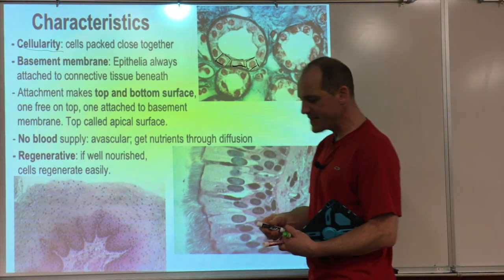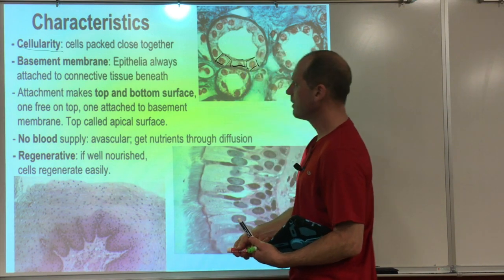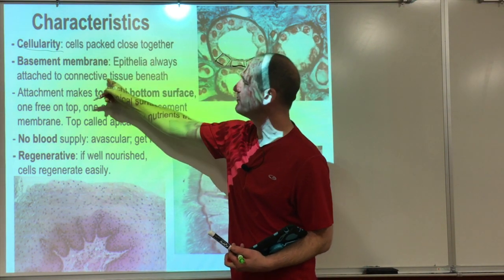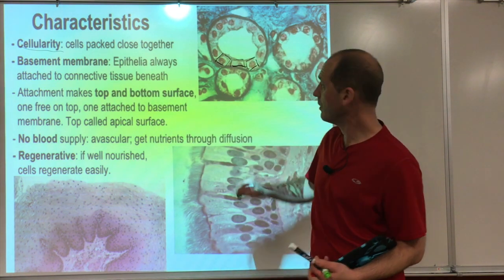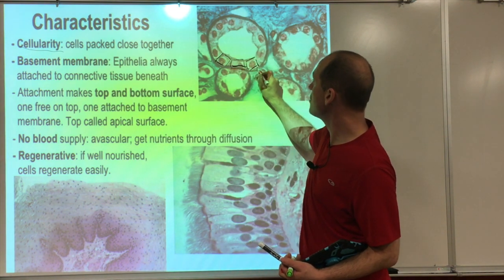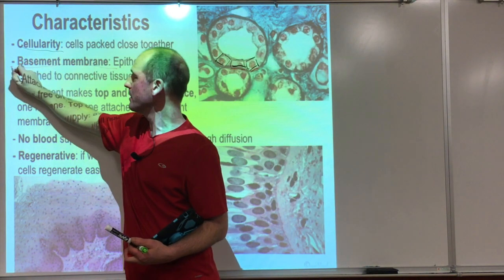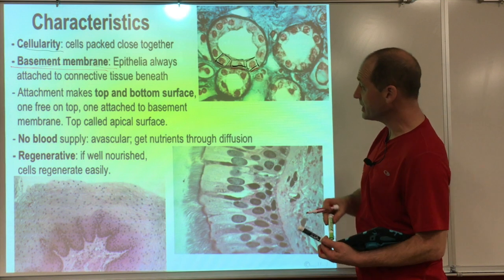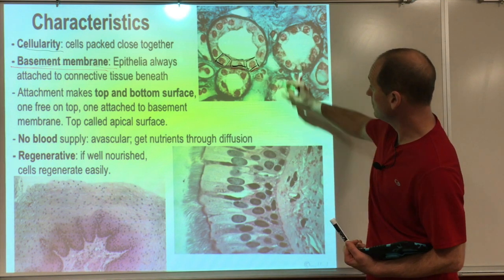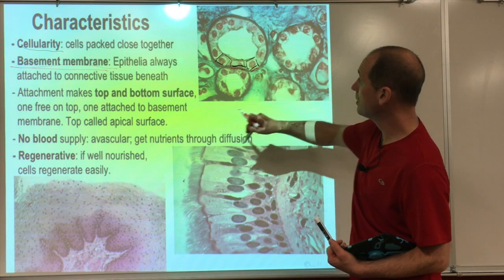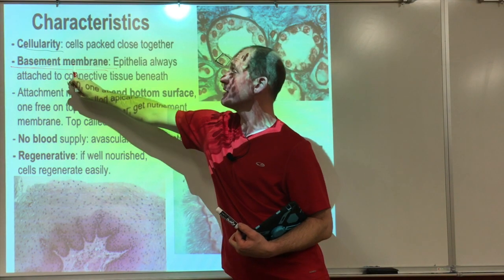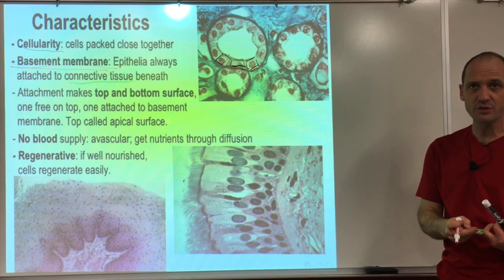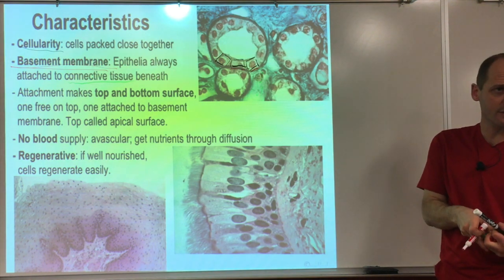Then we've got a basement membrane. We call that a basement membrane. Epithelial tissue always attaches to connective tissue underneath it. So on the bottom, you've got what they call a basement membrane at the base. And then this tissue here, this stuff in here, becomes connective tissue. So it always attaches to underneath connective tissue. That connective tissue anchors it.